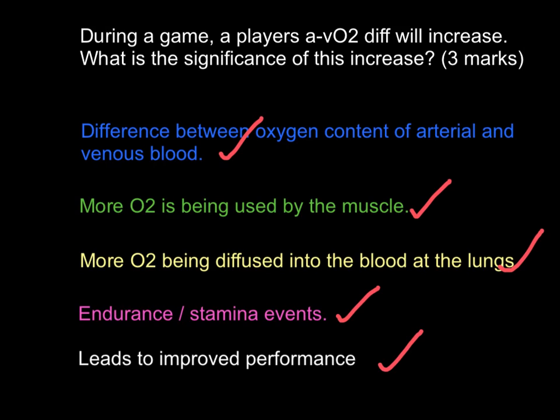So a-vo2 diff, when a question comes up, top tips: always open with a definition. It's the difference between oxygen content of arterial and venous blood, okay? If they don't mention it in the question, they have in this one, what happens during exercise? a-vo2 diff increases. Why? Because the muscle is using more of the oxygen, so there is less oxygen coming out in the vein, okay? Why else is it increasing? Because the artery is naturally holding more oxygen, because we're diffusing more into the blood at the site of the lungs. It's going to benefit endurance and stamina events, and it's going to lead to an improved performance in those events.